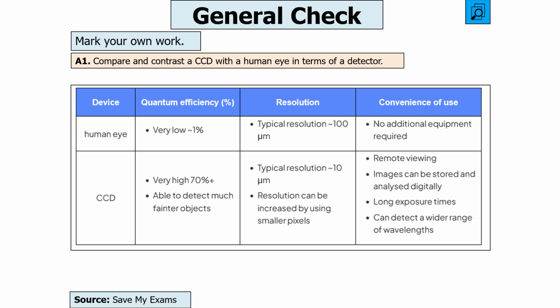In terms of the resolution, the human eye is about 100 micrometers, but the CCD is about 10 micrometers, so you can see in much more detail with a higher resolution, and this could be increased even further by using smaller pixels. But for convenience of use, for the human eye you just look, so it's very easy. But for a CCD, you'll need remote viewing. The images can be stored and analysed digitally and sent across the internet, and you can have longer exposure times than that of the eye because you can alter it, and the CCD will also detect a wider range of wavelengths than the human eye, which will only detect visible radiation.